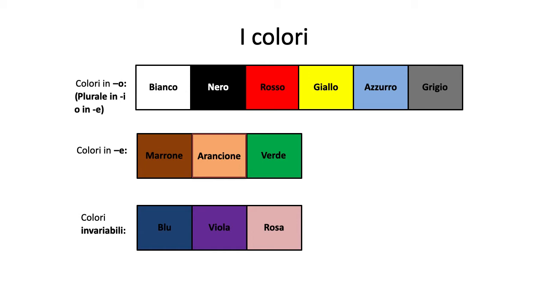The colors in the second row also follow the rule of the plural, right? So in the plural, they change to I. Marrone becomes marroni, arancione becomes arancioni, verde becomes verdi. Quaderno verde, quaderni verdi. Lavagna verde, lavagne verdi, right? And how about those in the last row? Well, I said they never change, so they don't change in the plural either, right? Quaderno rosa, quaderni rosa. Lavagna blu, lavagne blu. These last three never change. Okay?